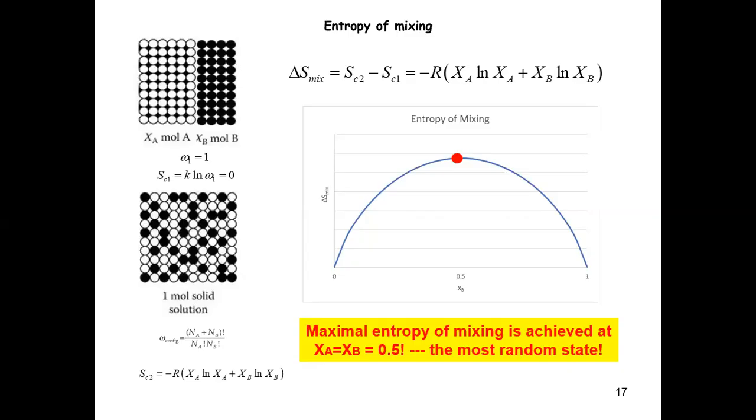But as I said, you can equivalently understand this by looking at this end. Okay, when XB equals 1, you start with pure B and you begin to add a small amount of A in B. So you get exactly the same curve, symmetric about this point. Okay. So that's the entropy of mixing. Does this make sense to everyone?